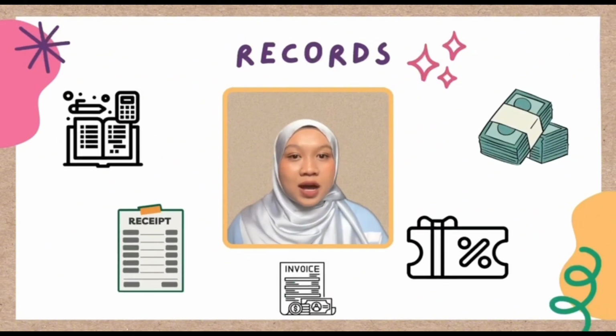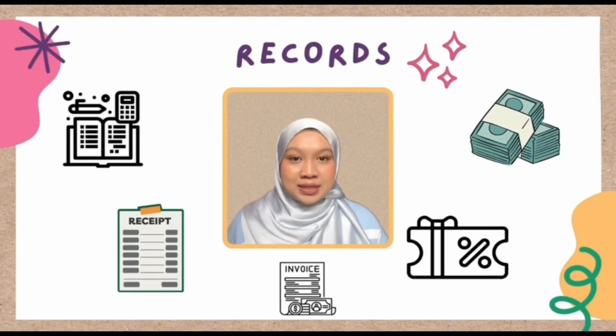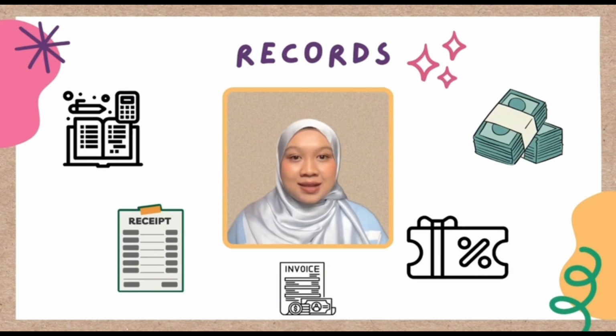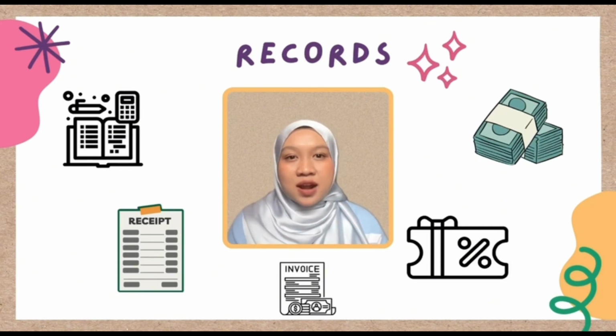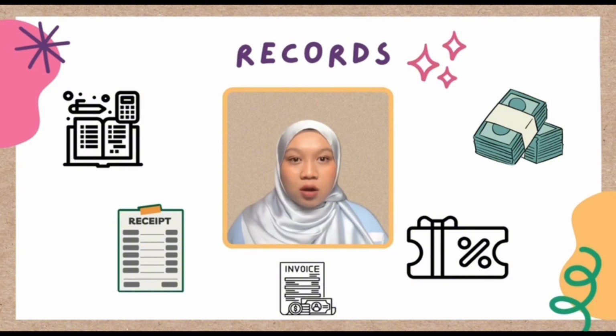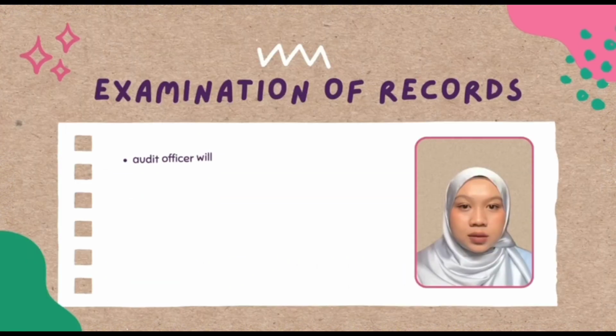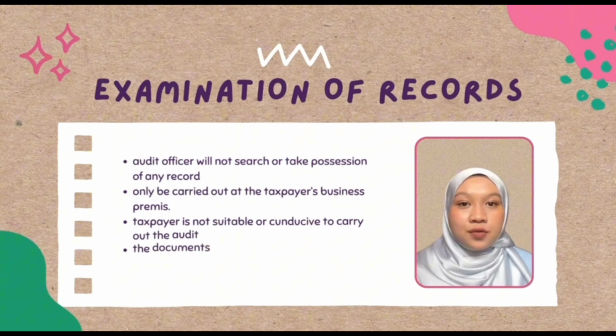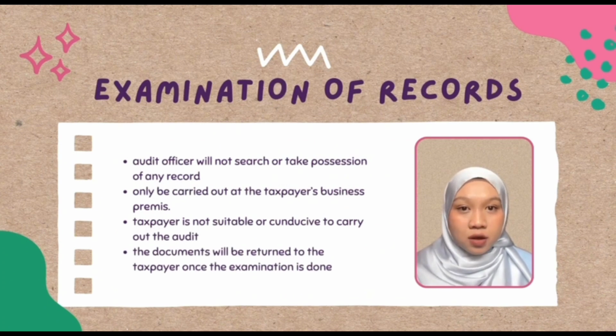Books of accounts are used to record receipts, payments, income, and expenditure, while invoices, vouchers, receipts, and other documents are required for verification. Electronic records and other records specified by the DGIR are also maintained. The audit officer will not search for or take possession of any records, only examine them at the taxpayer's business premises. If necessary, they can make copies of relevant documents.